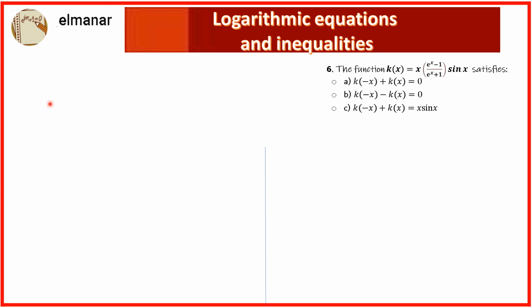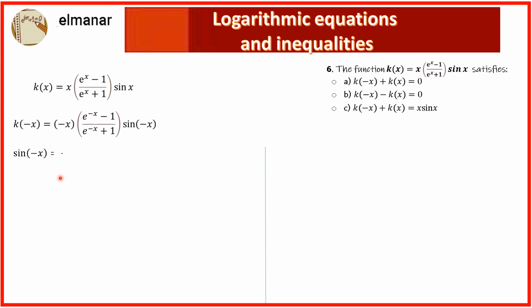So here we will calculate both k of x and k of negative x, then we will add them and verify the equality found in option A. Let's start. We have k of x defined as x times the fraction e to the x minus 1 over e to the x plus 1 times sine of x. For k of negative x, we substitute negative x in place of x. It becomes negative x times the fraction e to the negative x minus 1 over e to the negative x plus 1, all multiplied by sine of negative x.